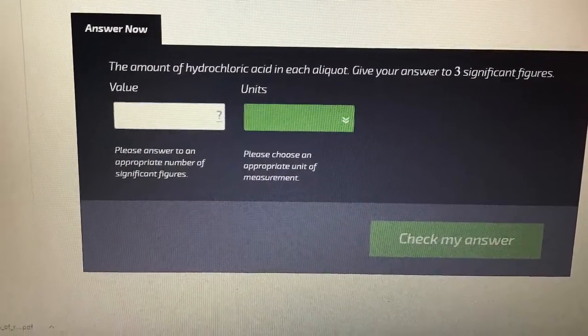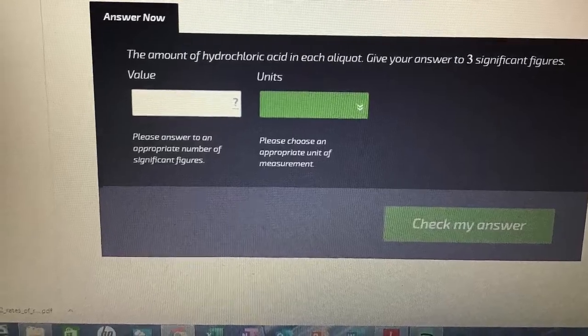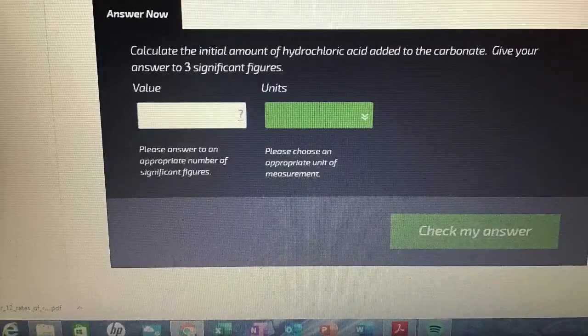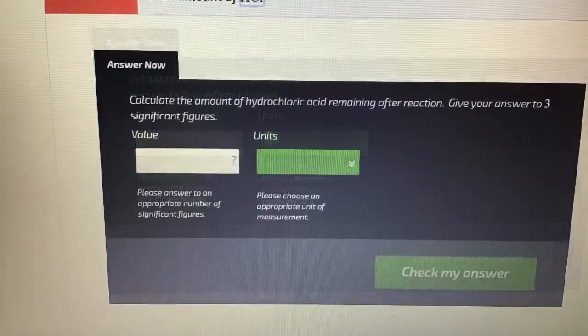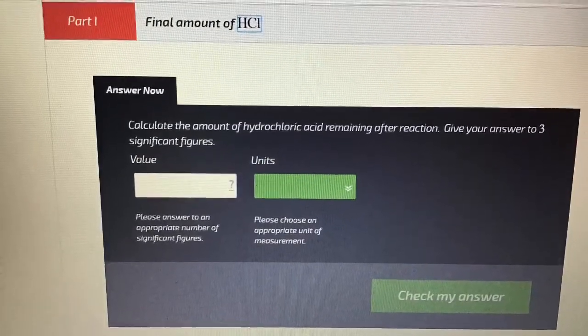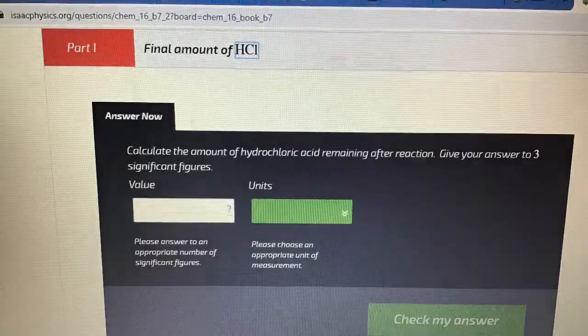So in Isaac chemistry we see we have to find out the amount of hydrochloric acid, and therefore the initial amount that we added to the carbonate and the amount that was left over after the reaction.